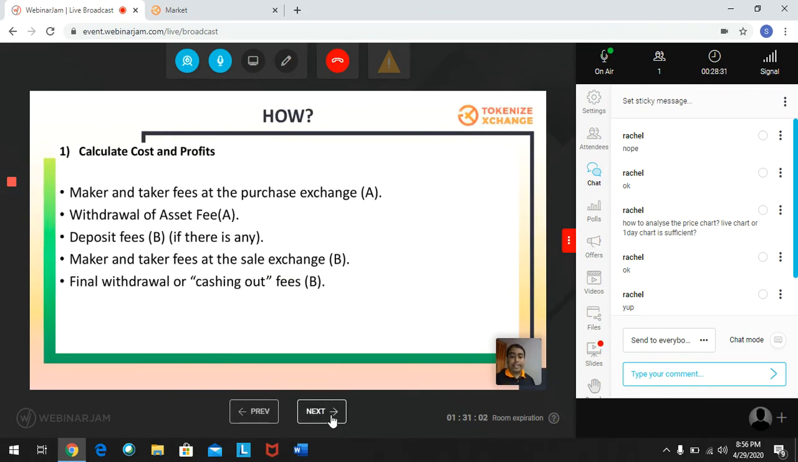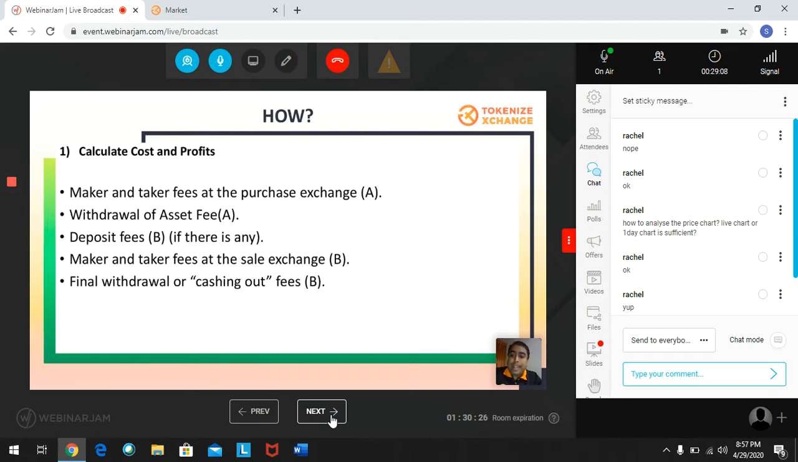On the first step of arbitrage, how do you calculate the costs and profits? First is to understand the maker and taker fees of the particular exchanges. Not to worry about maker and taker, I'll explain what they are at the end of the presentation. You need to know the fee charged. Second, the withdrawal fee of an asset, which is important. Third, deposit fees, if any.